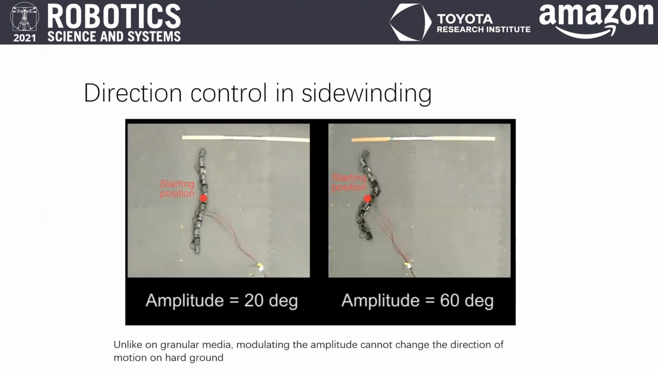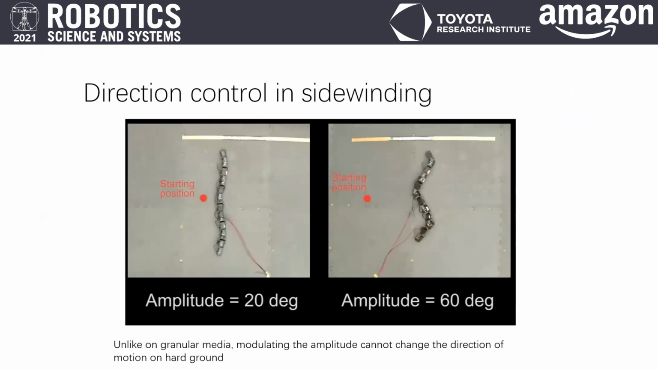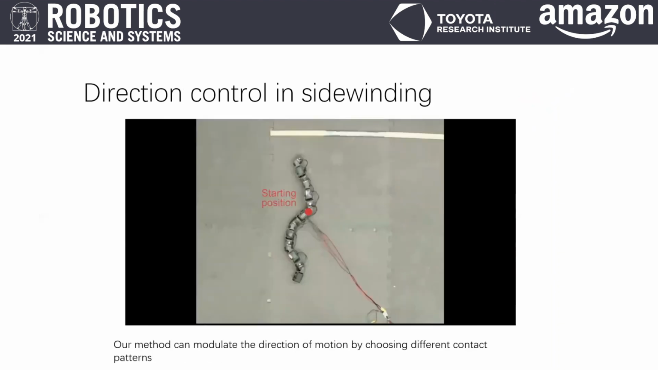Unlike on granular media, modulating the amplitude cannot change the direction of motion on hard ground, but there are applications where we want the robot to navigate in a different direction. Our method can modulate the direction of motion by choosing different contact patterns.